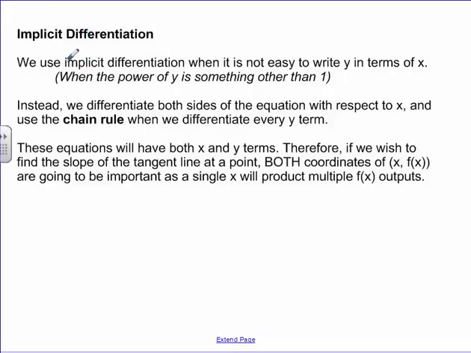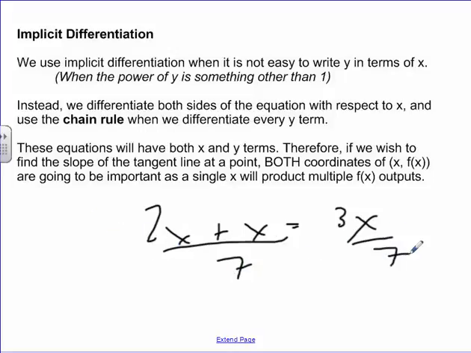Okay, so let's talk about how to do implicit differentiation then. Basically, the idea is that we're going to treat derivatives just like a mathematical operation, like when you can multiply both sides of an equation by 2, or add 7 to both sides of an equation. Here, let me give you a quick example. If I gave you 2x plus x, and I told you that it was equal to 3x, if you wanted to, you could divide both sides of the equation by 7. That's mathematically valid. You could add 3 to both sides of the equation.